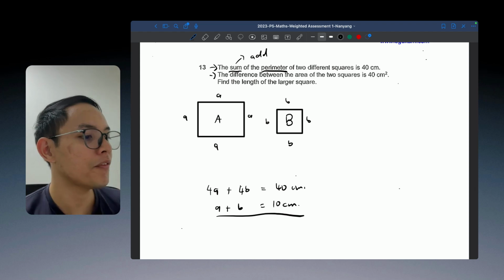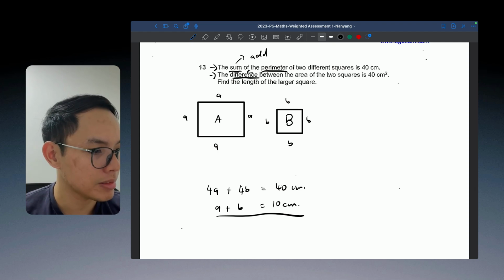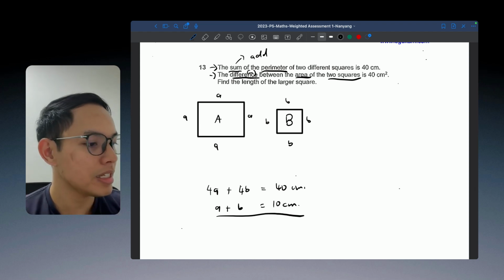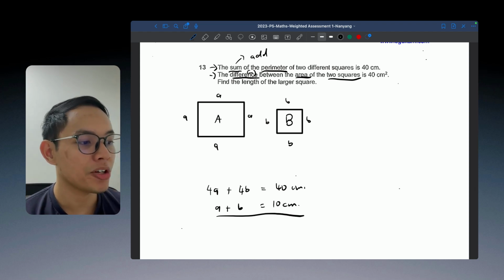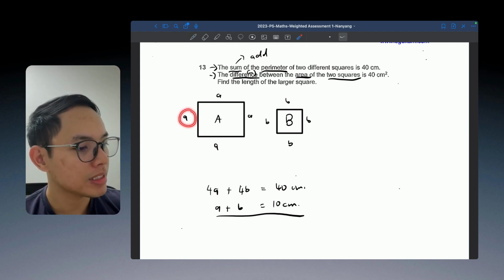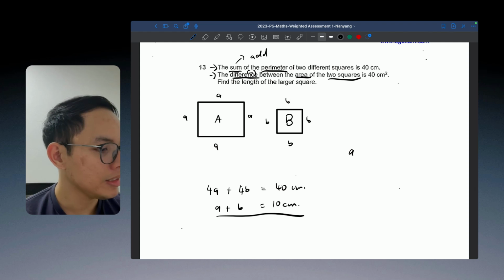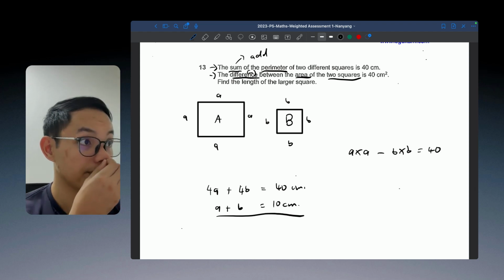The second statement means difference between, so the difference means minus, right? Difference, minus, between two things, the area of the two squares. So in this case, what is the difference? To get the area of a square, you multiply one side with the other side. So we put in A times A, and then the difference, minus B times B, is equal to 40.